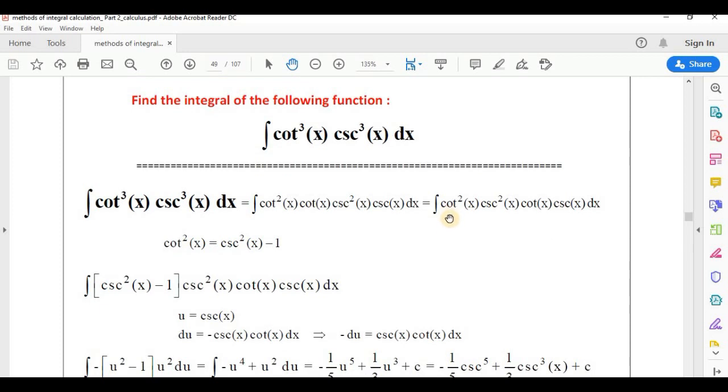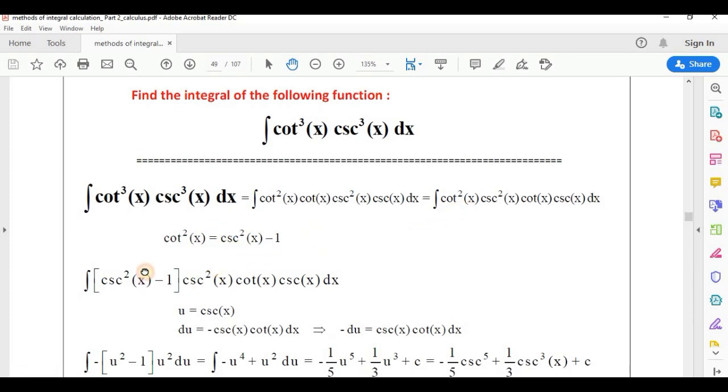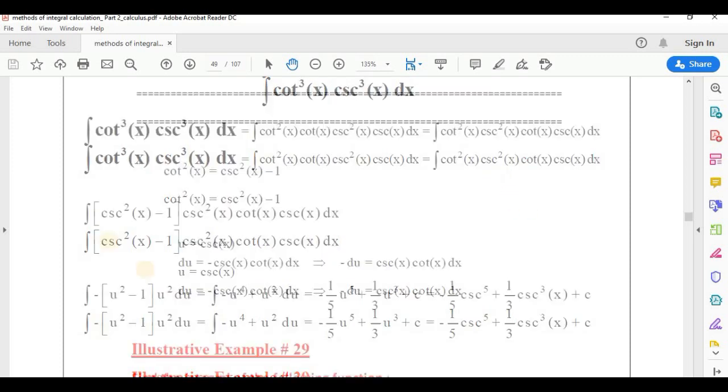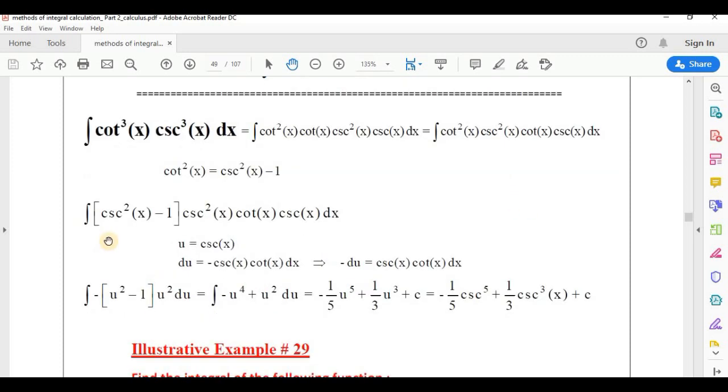The second step, we have cotan square, so we will use the simplification formula: cotan square will be equal to cosec square minus 1. And we will substitute this value in this part. The integral will become integral cosec square minus 1, all multiplied by cosec square multiply cotan multiply cosec dx. We will keep this part as it is. Now the integral is ready to solve by substitution method.